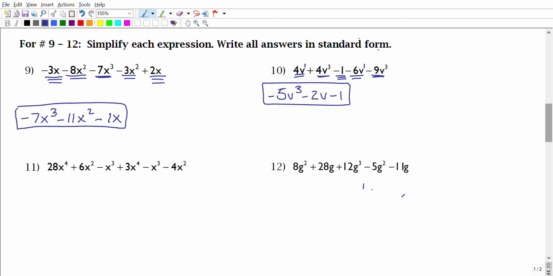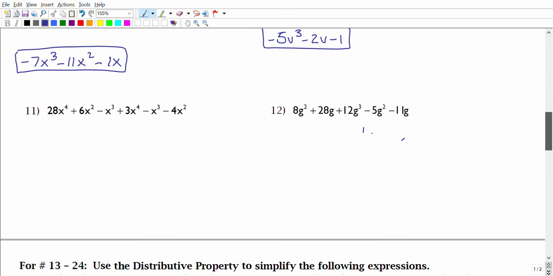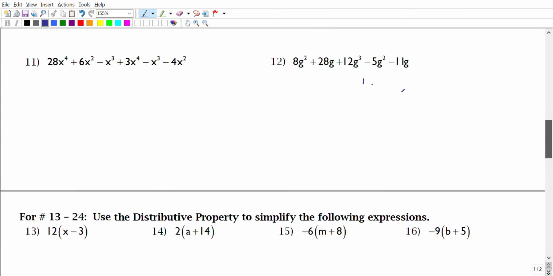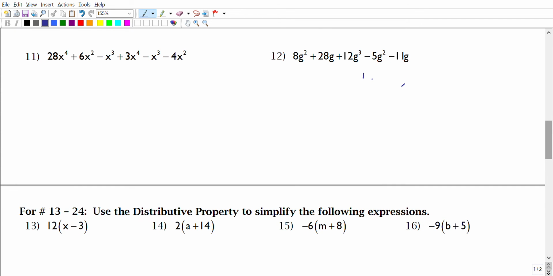All right, now I can understand as an algebra student how a lot of people might think this is intimidating, number 11, but again, it's the exact same thing as we've done before, so there's nothing to be worried about. We're just going to go ahead and do more steps, but it's the exact same steps that we've been doing thus far. All right, so again, highest exponent I see here is that fourth power. All right, so I'm going to go ahead and combine anything that has x to the fourth, so that's 28 plus 3.